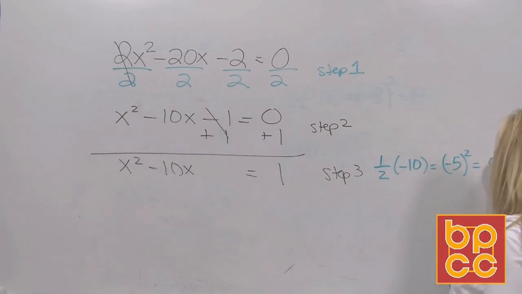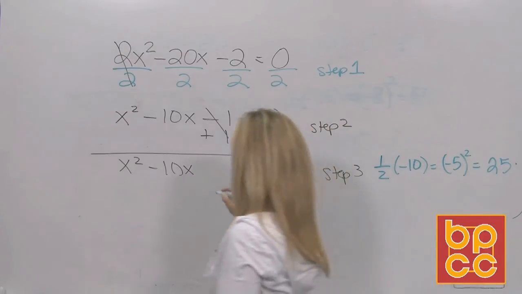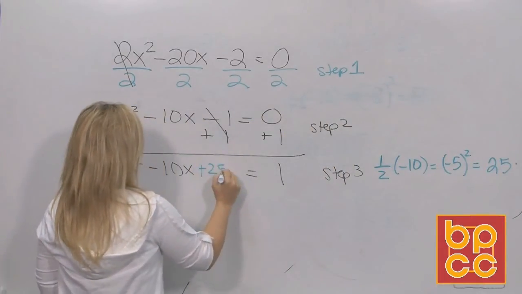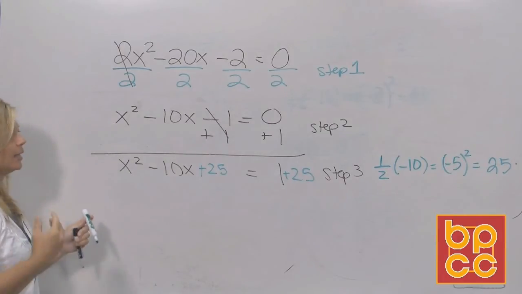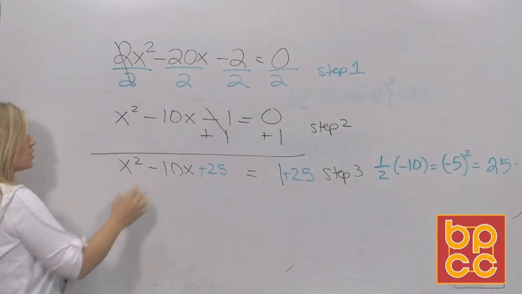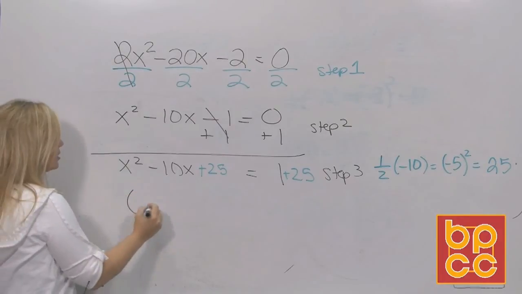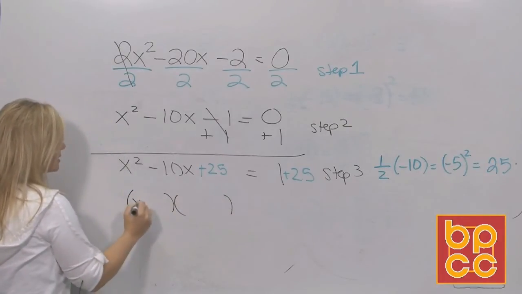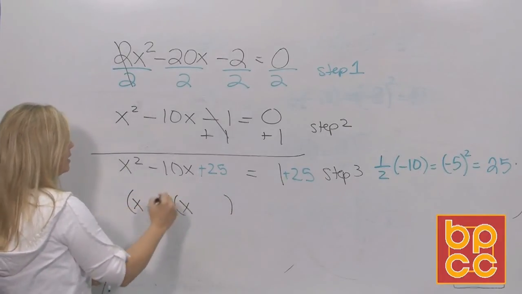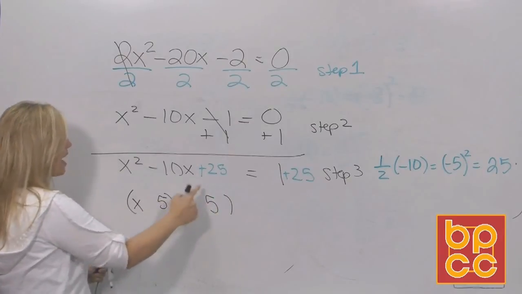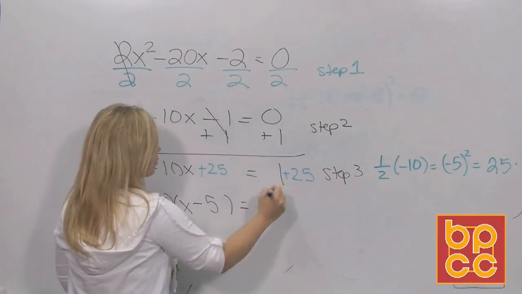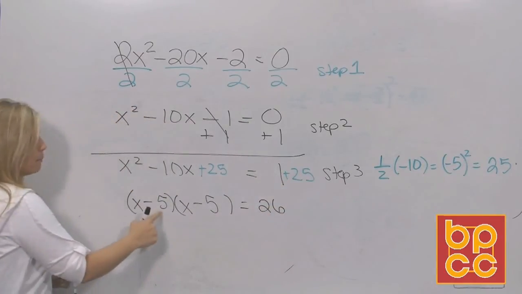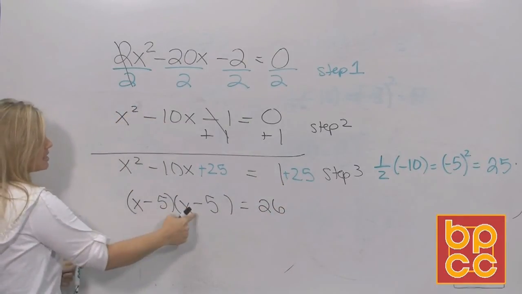So what number are we going to add on? 25. We'll add 25 to both sides. That's step 3. It makes sense now. Once this is a trinomial, it's guaranteed to factor. x times x is x squared. 5 times 5 is 25, and we're going to add to a negative, so they're both going to be negative. On this side, 1 and 25 is 26. Because this is guaranteed to factor to be the same binomial, we write it as a square.